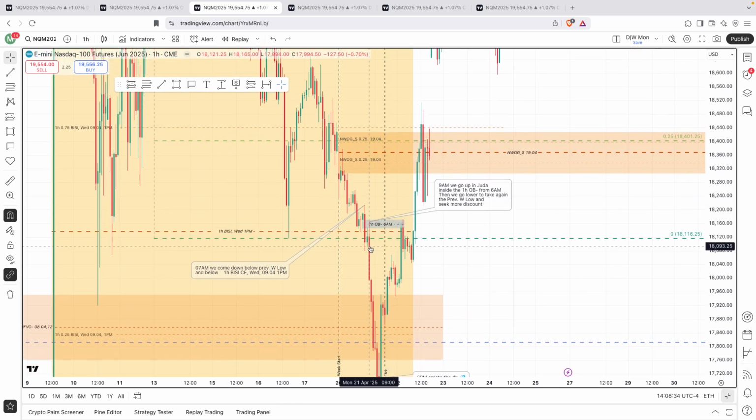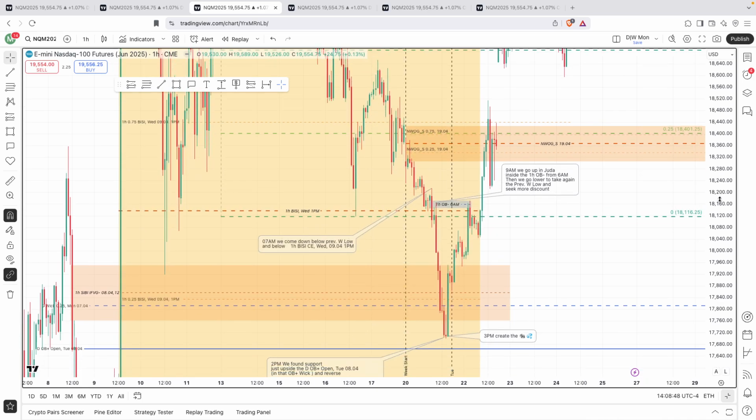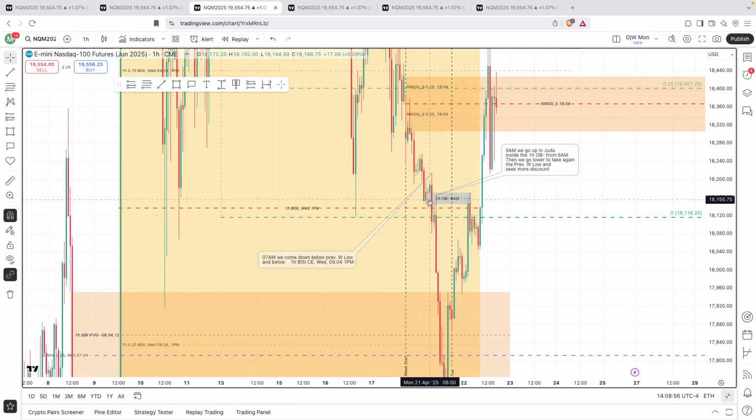And this is a nice setup over here in the morning session. So we make this order block. So we take the tail of this last bullish candle before the move down. And notice how this candle at 7 a.m. broke below the low of the previous week and below the 1 hour consequent encroachment of the fair value gap from here, the 1 p.m. from 9 April. And here it was a nice entry.